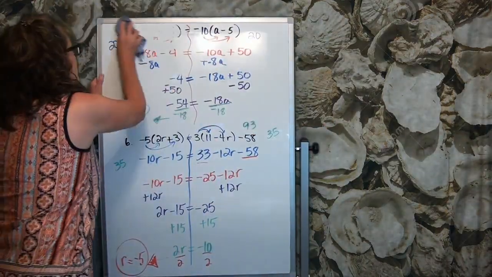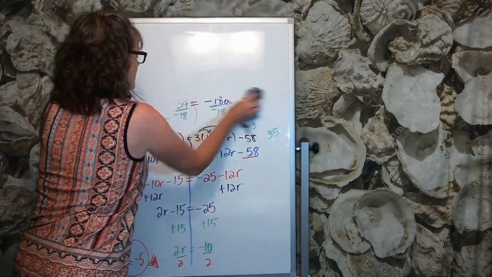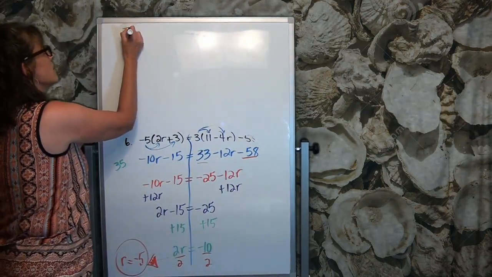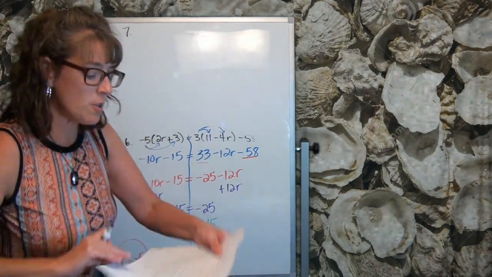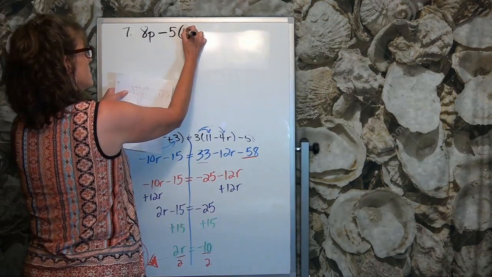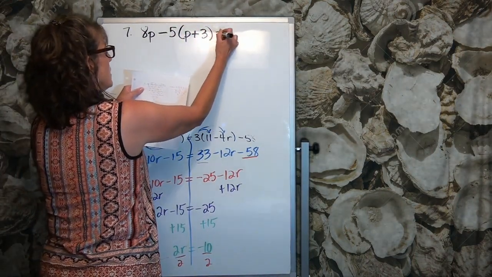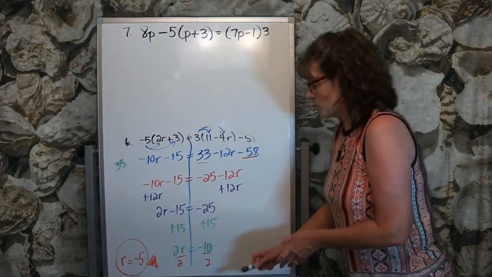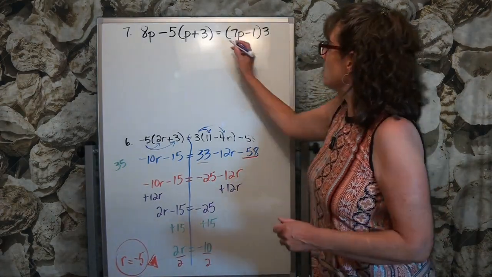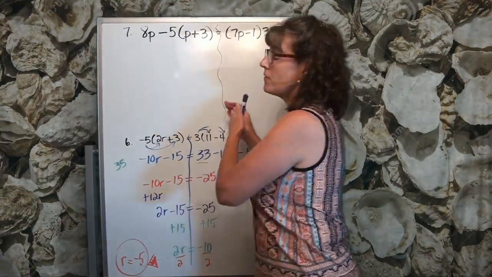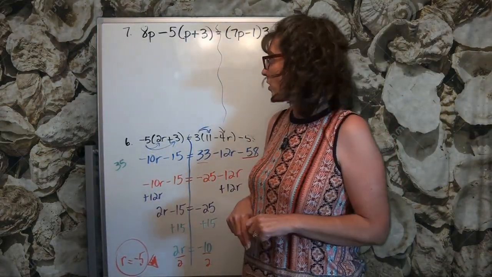So let's erase this and put that last example up there. Example number 7. And example number 7, this is another big one. We have 8p minus 5 times p plus 3 equals 7p minus 1 times 3. Wow, lots going on in this one. But we've got this because we're going to make our wall right here. And we're going to simplify this side. We're going to simplify this side. And then we're going to separate our variables and our constants.